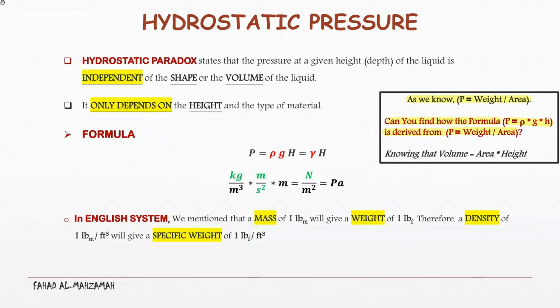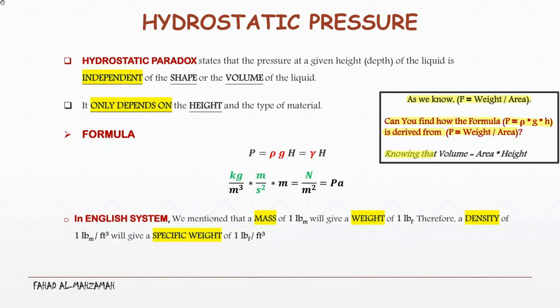Of course it's derived, okay? The scientists, they don't put this formula from their heads. No, they use the general formula. The main formula of pressure is weight over area. So they did something on this weight over area in order to derive, يشتق, اشتقوا قانون جديد, and they call it hydrostatic pressure.